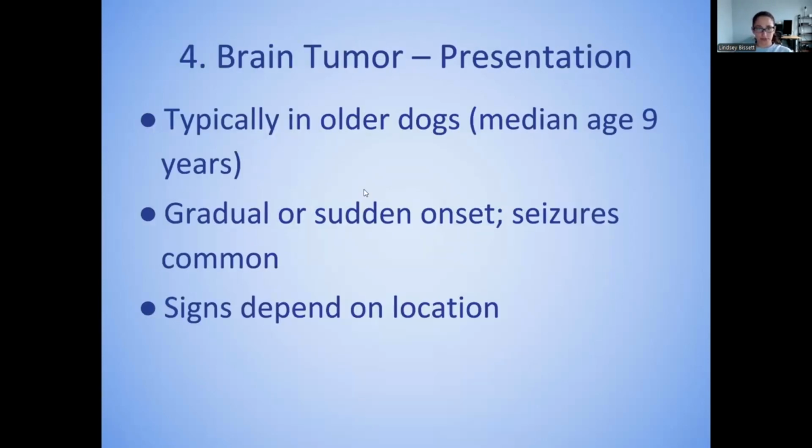Brain tumors. So typically we see these in older dogs. Median age is about 9 years old and older. The exceptions to these rules, of course, are the more cancer prone breeds, such as the boxer, the golden retriever. And it can be a gradual or a sudden onset, depends on the rate of growth, the inflammation of the reaction to the brain around the tumor, things like that. And seizures are, of course, a pretty common symptom of these. And other signs will, of course, depend on the location within the brain.